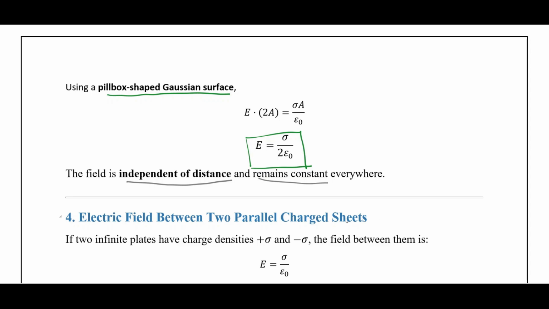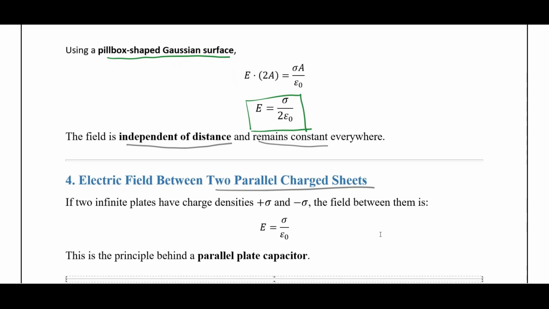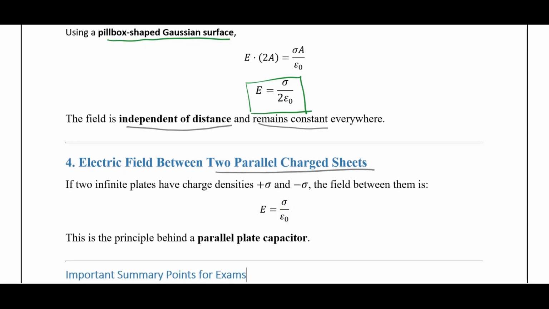The fourth one is the electric field between two parallel charge sheets. E is equal to sigma by epsilon naught. This is important, and we have to remember it. This principle is used in parallel plate capacitors. I hope you understand the importance of the Gauss law definition and its applications, which we will discuss in detail.